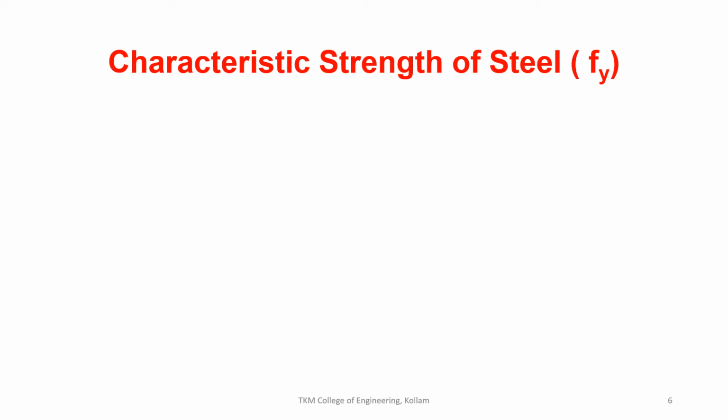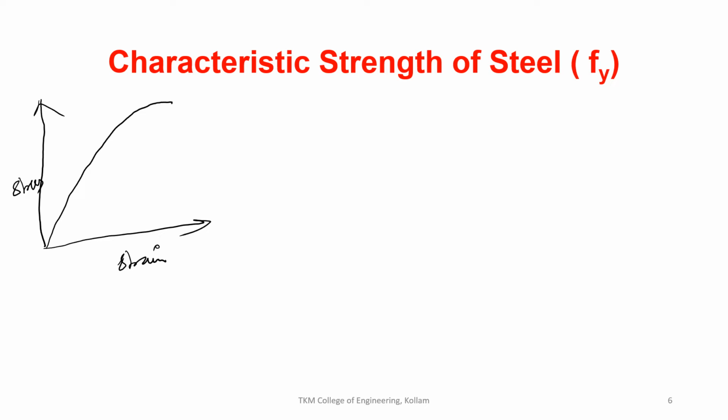Suppose I am drawing the stress strain curve for HYSD bars. I'll get a stress strain curve like this, which you will study later, and the stress corresponding to 0.002 strain is called the yield stress.